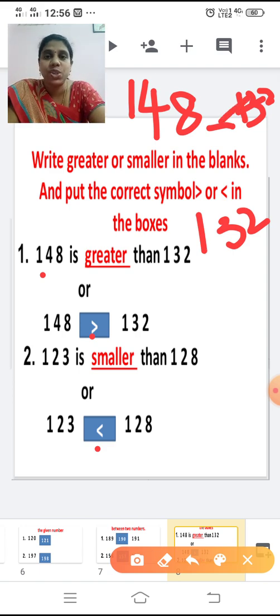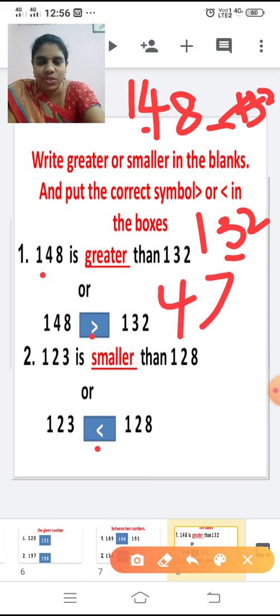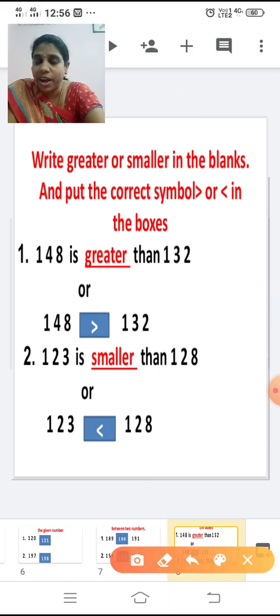How will you compare two numbers? First see the hundreds place. In both the numbers we have 1 in the hundreds place, right? Now move on to the tens place. In the first number we have 4 in the tens place. In this we have 3 in the tens place. So obviously 4 is greater than 3, right? So 148 is greater.